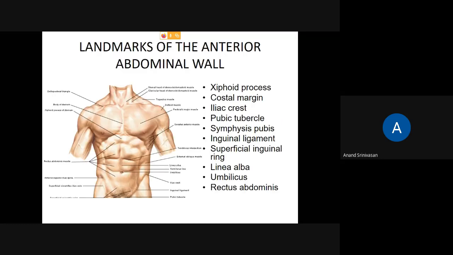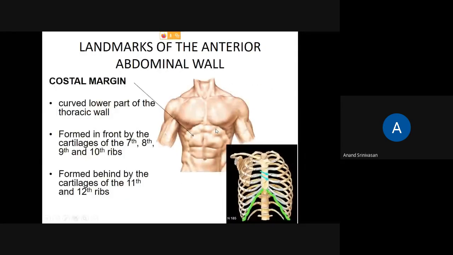These are some of the important landmarks which you should know in the anterior abdominal wall, which will be taken up in the surface marking session, but I have given them here for your reference: the xiphoid process, the costal margin, the iliac crest, the highest point, the pubic tubercle, the symphysis pubis, the inguinal ligament, the linea alba, the umbilicus, and the rectus abdominis. Rectus abdominis is a muscle, so we will see about that later.